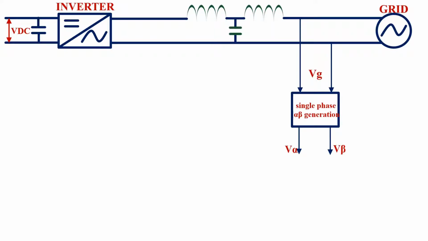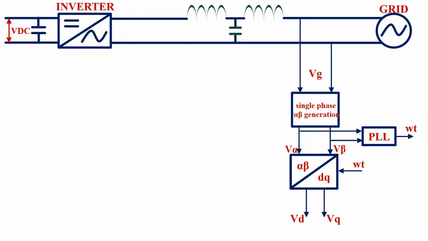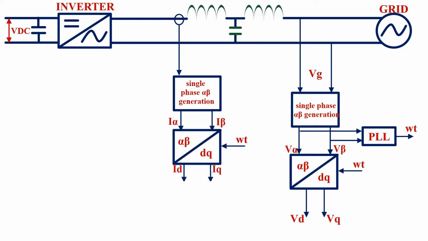First we need to sense the grid voltage and transform it into the alpha-beta frame. Using alpha-beta voltages, we implement the PLL. Single-phase alpha-beta transformation and PLL implementation, I have already explained in one of my previous videos. You can refer to that to know more about it. Alpha-beta voltages are then transformed into DQ voltages. Similar to the grid voltage, inverter current is also sensed and transformed into the DQ frame.